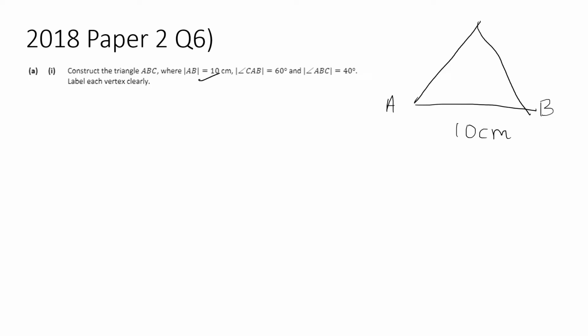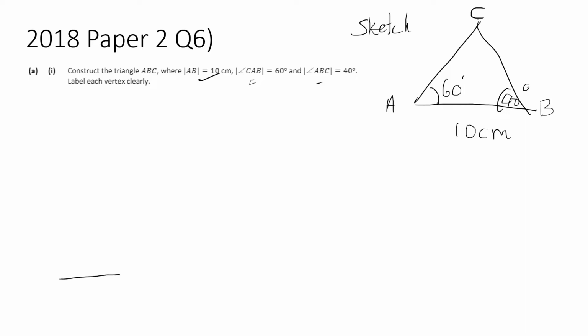And then angle CAB, so angle C will be here. As a result, CAB, A in the middle, means that 60 degrees will be here. And angle ABC, B being in the middle, would be 40 here. So that's your sketch. It's going to be a little bit difficult for me to draw this without using the ruler and protractor on the PowerPoint.